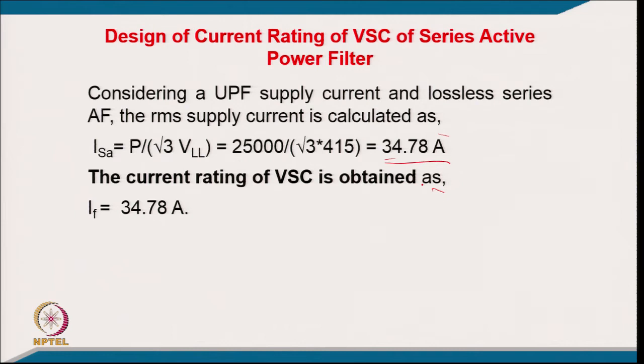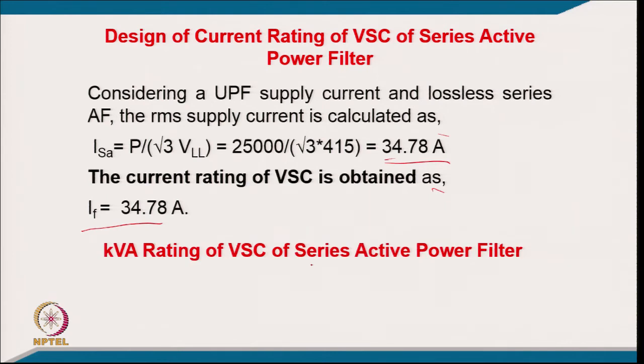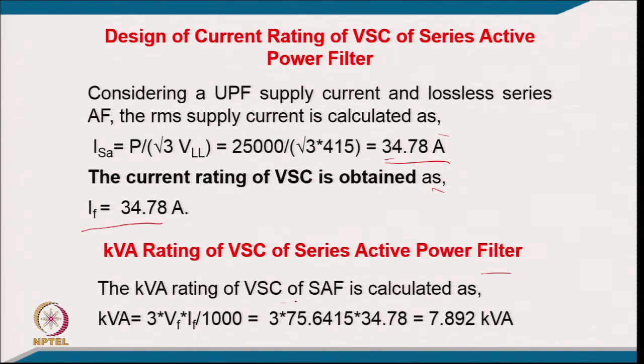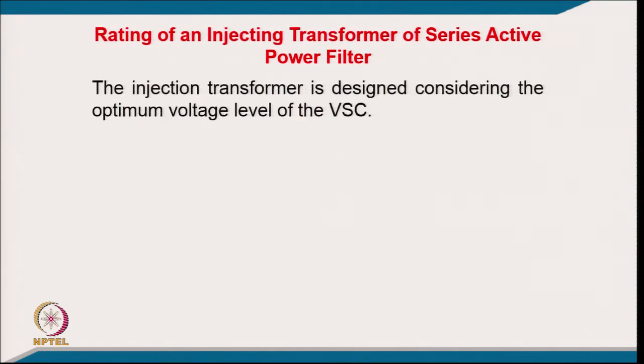Because it is connected in series, the current rating of the voltage source converter of the series active filter will also be IF equal to 34.78 ampere. The kVA rating of the series active power filter will be equal to 3 VF IF divided by 1000. So, this is 3 phase. This is the voltage of the series active power filter which we calculated, 75.6415, into the current flowing, 34.78. So, the rating comes to 7.892 kVA.